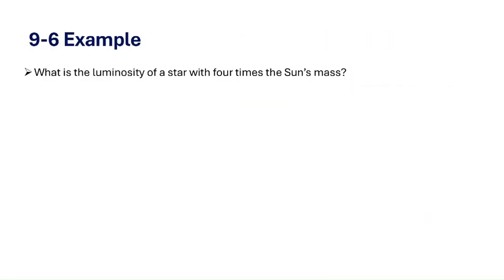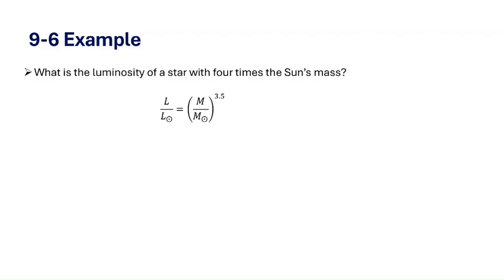Alright, now that we understand the mass-luminosity relation, let's see it in action with a practical example. So let's calculate the luminosity of a star that has 4 times the mass of the Sun. This will help us see just how dramatically luminosity increases with mass. We just did the calculation in the previous slide, right? But let's try again. So let's start with the mass-luminosity relation for main sequence stars.